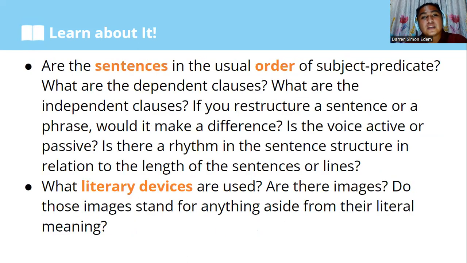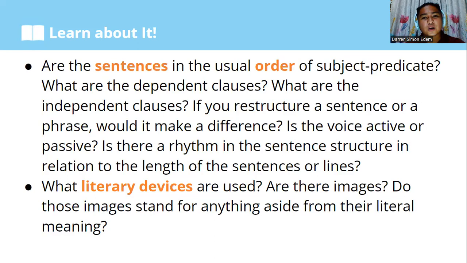You also need to talk about the order of the sentence. Go back to the basics: subject, predicate, dependent and independent clauses. You need to restructure the sentence or the phrase in which you are able to see if there is a difference or there is no difference at all. Is the voice active or passive? What's the rhythm of the sentence structure, right? In relation to the length of the sentences or the lines. That's something that is also very important.